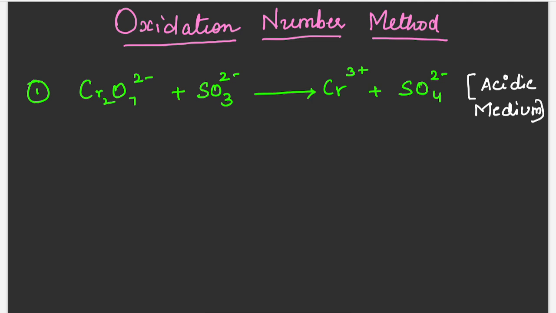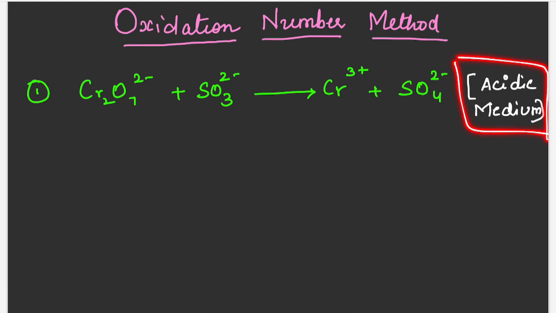So in this video we are going to balance this equation by oxidation number method. This example I have taken from the NCERT textbook. The question given here is Cr2O7 2 minus plus SO3 2 minus giving chromium 3 plus and SO4 2 minus, and in the question it is given in the acidic medium.